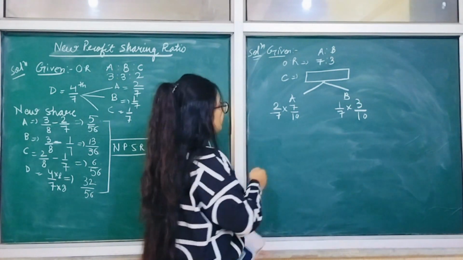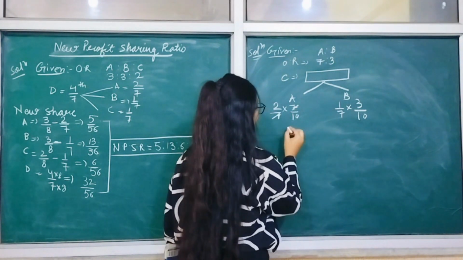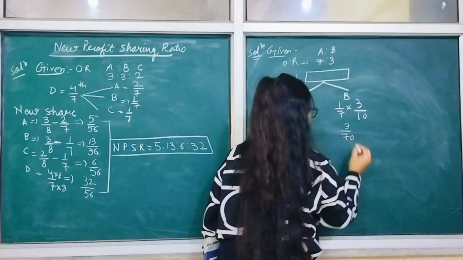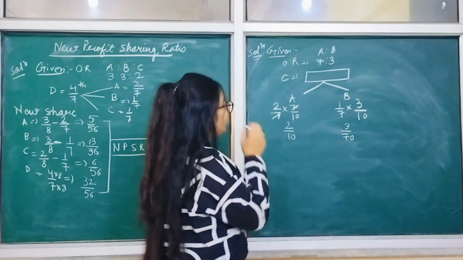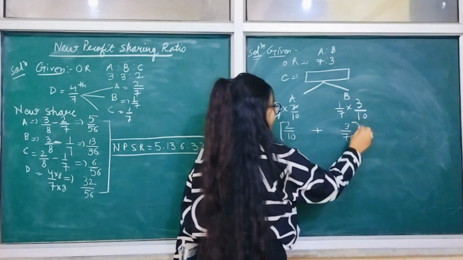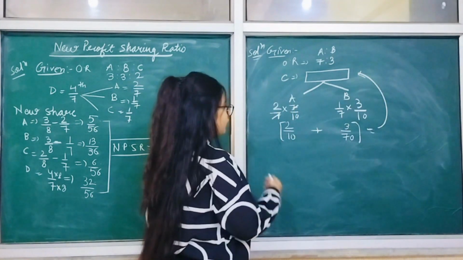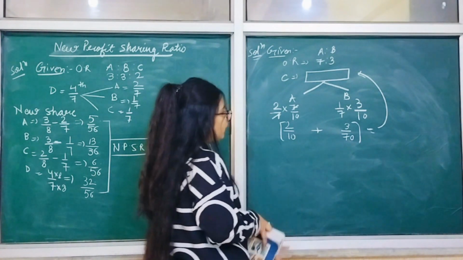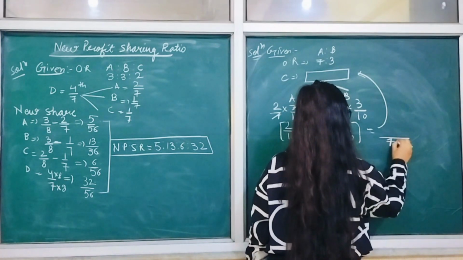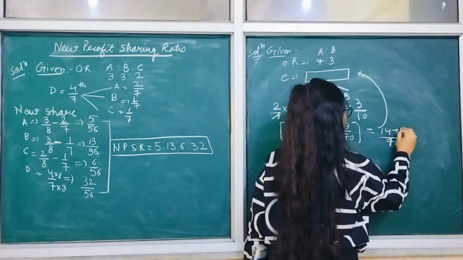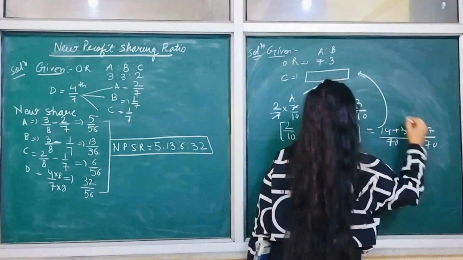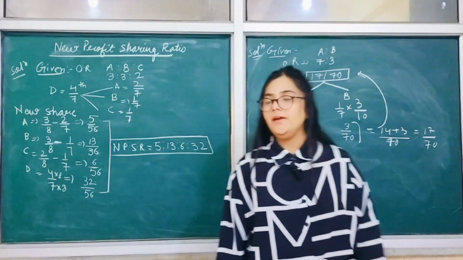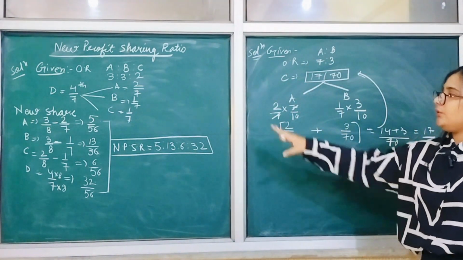तो आफ्टर सॉल्विंग दिस यू विल गेट, ओके, you will get 2/10 and 3/70. Right? Now what you are going to do, if you will add these two, you will get the share of C. तो इनको जोड़ने के बाद आपको जो शेयर मिलेगा, you will get the share of C. Right? So add it, you are getting 70, 14 plus 3, so you are getting 17/70. So this is the share of C, 17/70.